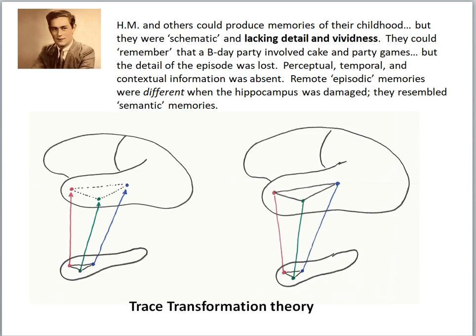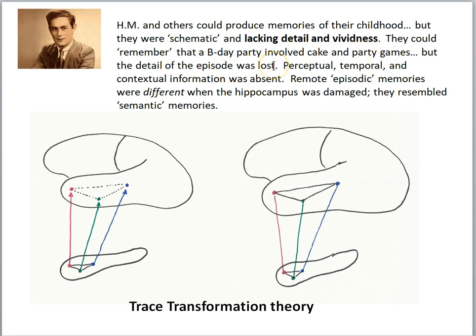And they went back to the original data with HM. So yes, it was true that HM and others with similar damage, so we're talking about removal of hippocampus and surrounding tissue bilaterally, yes, HM and others could produce memories of their childhood, but, and this is a big but, those memories were schematic and lacking detail and vividness. So they could remember, notice the quotes here, they could remember that a birthday party involved cake and party games, but the detail of the episode was lost.